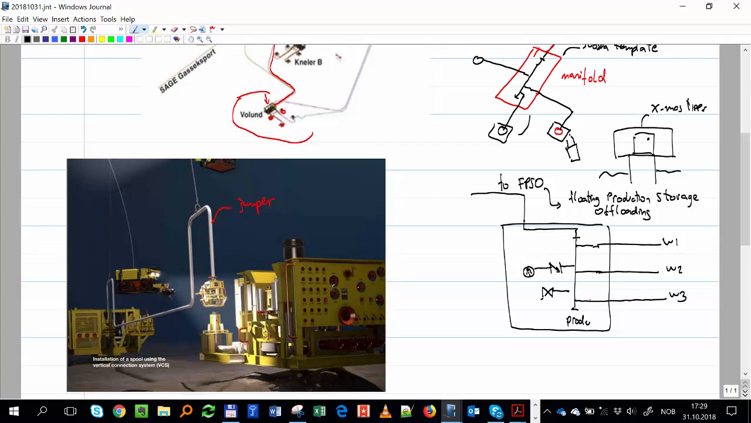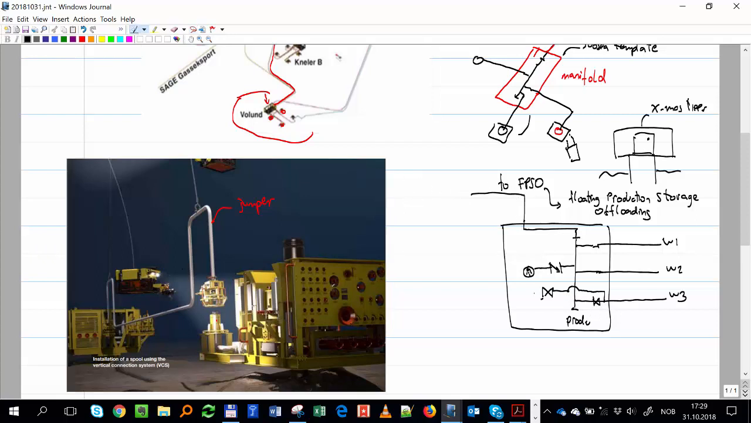Okay, so you had one valve here, right? And then you had one valve there. Depending on whether that's closed, the flow will go through there, or if that's open, that one is closed. Then it will go to production and to the rest of the FPSO.